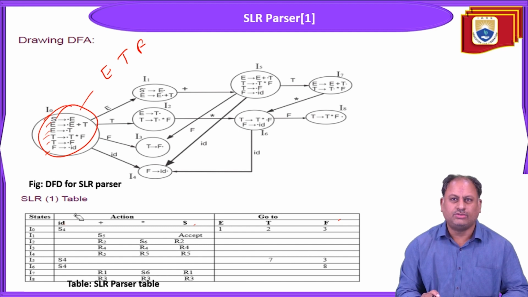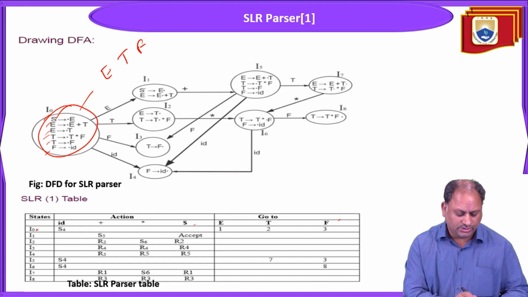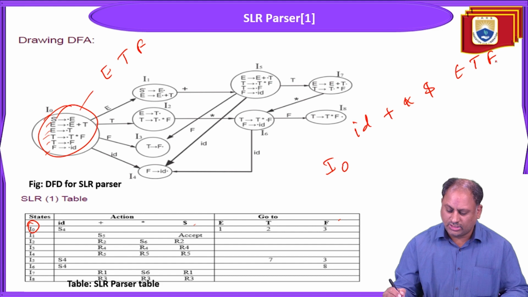Now here we have to fill the entries of the parsing table. How to fill up the entries of the parsing table? See here in this given, first consider the state I0, and what are the entries here? ID, plus, star, dollar, and non-terminals E, T, F.